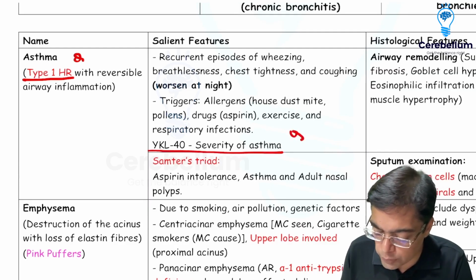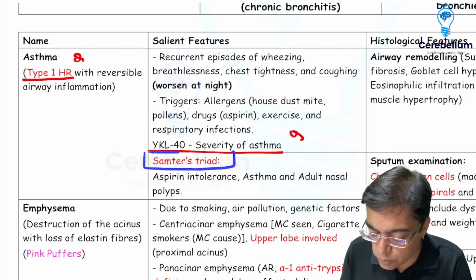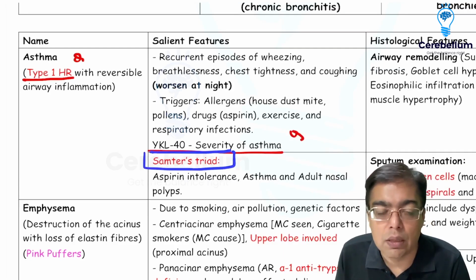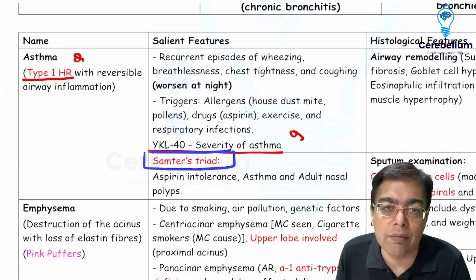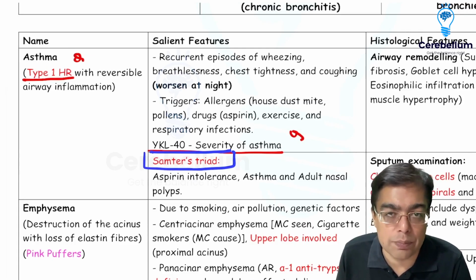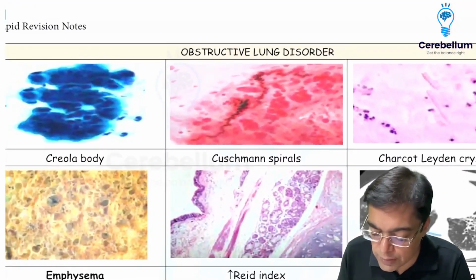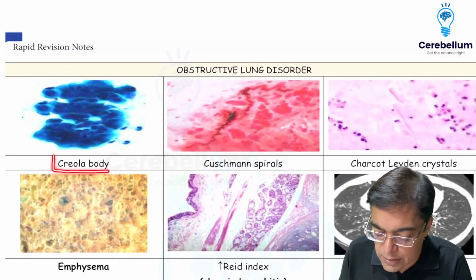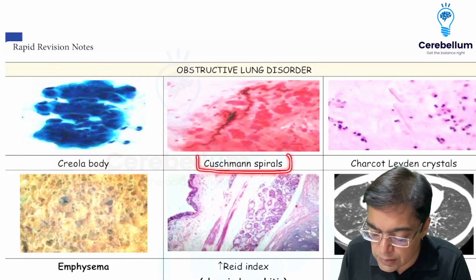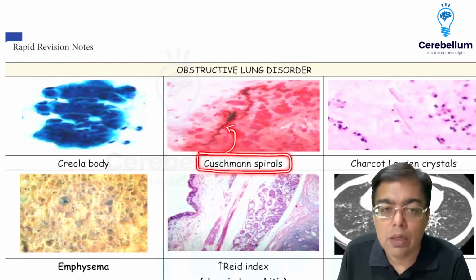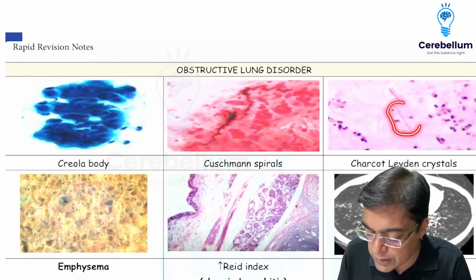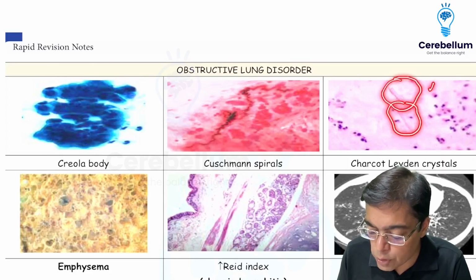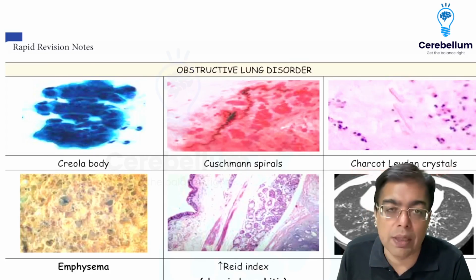Of course, we cannot afford to forget about Samter's triad, in which the patients are going to have the presence of aspirin intolerance. They are going to have asthma, and they have the presence of adult nasal polyps. The classical findings of a patient having asthma would include the presence of certain sputum findings, which are theoretical questions usually, but then we need to have an idea about Creola bodies. These are an example of degenerated airway epithelial cells. We have the presence of spiral structures, which are given the name of Curschmann spirals, or we have the presence of needle-like crystals, which are derived from the eosinophilic membrane protein that's given the name of Charcot-Leyden crystals.